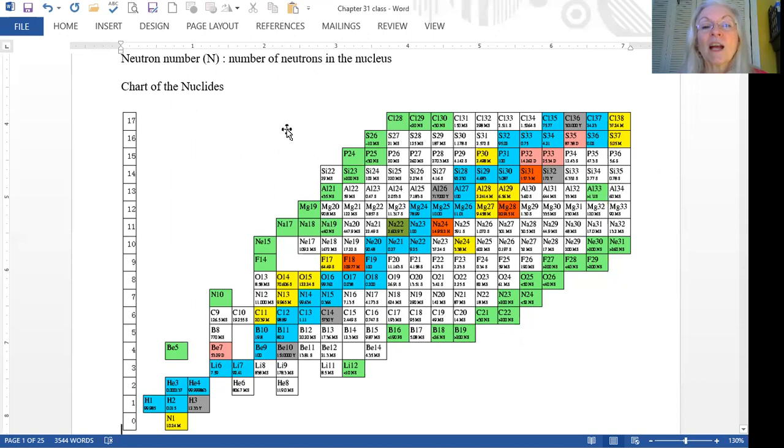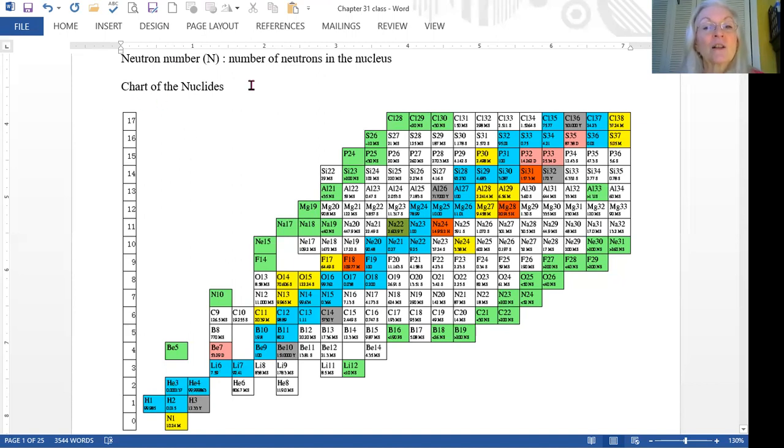So you can see that we have, for example, down here, carbon 9, carbon 10, carbon 11, carbon 12, carbon 13, carbon 14, carbon 15, 16, 17, 18, 19, 20, 21, and 22. We have the 3 hydrogen, hydrogen 1, hydrogen 2, hydrogen 3. We have 4 helium nuclides. We have 6 lithium nuclides, and so on.